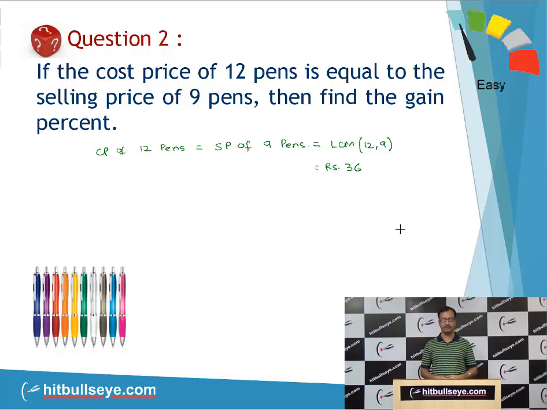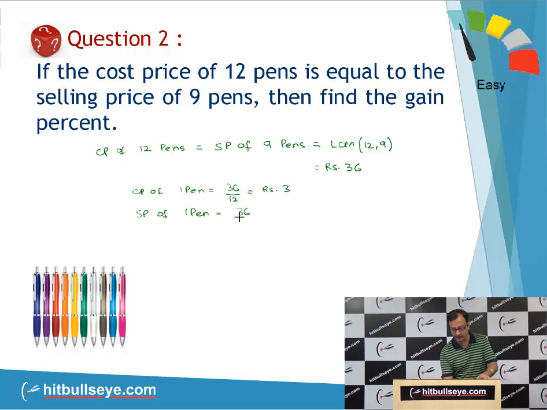So let us assume that cost price of 12 pens is equal to selling price of 9 pens, and this is also equal to 36 rupees, which means we can calculate the cost price of 1 pen, and this will be 36 divided by 12 or rupees 3, and similarly the selling price of 1 pen will be equal to 36 divided by 9, which comes out to be rupees 4. So we can find out the gain percentage, which will be selling price minus cost price upon cost price into 100. So it comes out to be 33 1/3%.